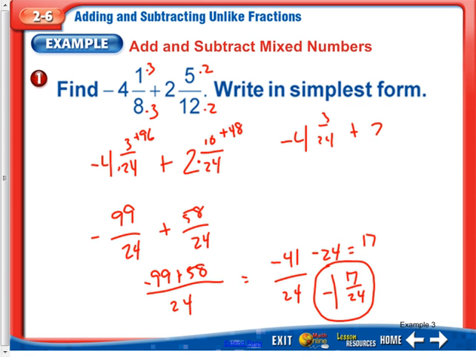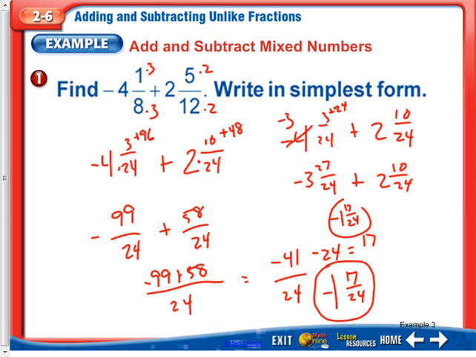regroup everything. So we have plus 2 and 10/24. You can't do 3 minus 10, so you'd have to make this a negative 3, and then you have to make this a 27. So we have negative 3 and 27/24 plus 2 and 10/24, and we know that we'd have a negative 1 left over here, and we would have 17/24 left over there.